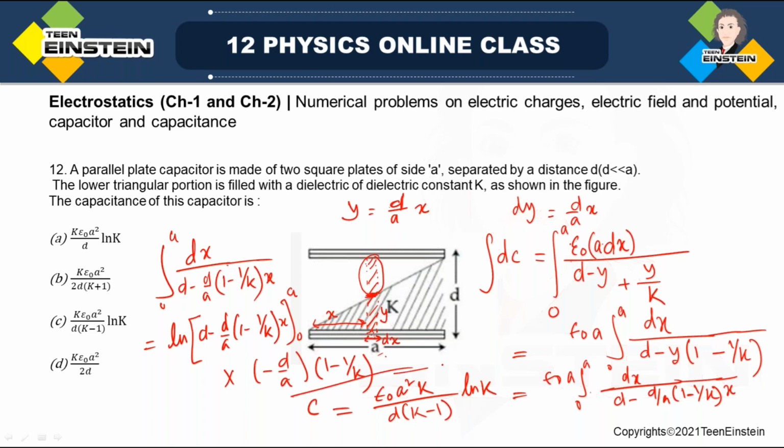Okay, so this is the capacitance of the capacitor. We'll look for the answer. So it is here, k epsilon 0 a square ln k divided by d into k minus 1. So this is the answer. Okay, so we'll go to the next problem.